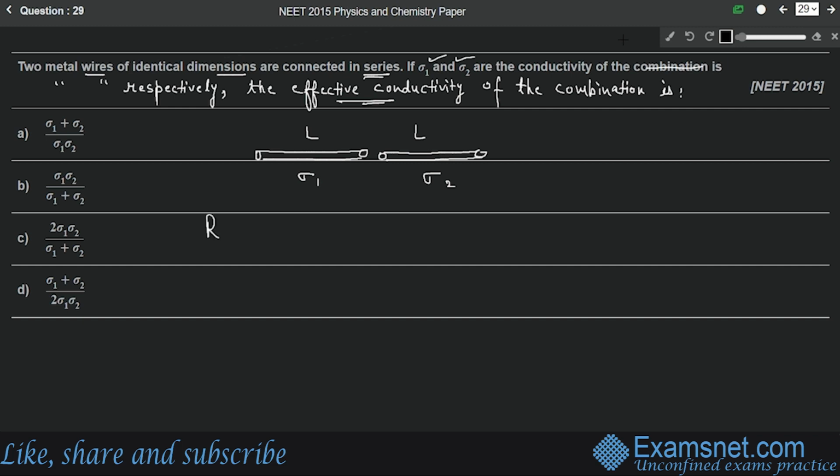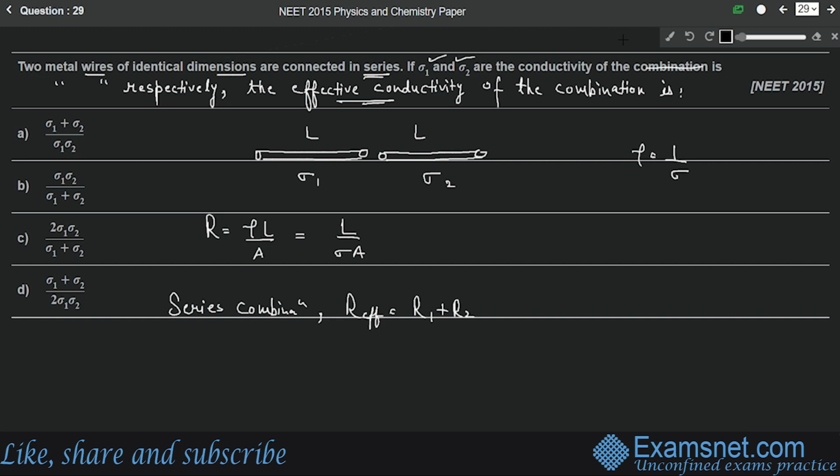First of all, we know that resistance is equal to rho L by A, where rho is the resistivity, L is the length of the conductor, and A is the area of cross section. And we also know that rho is equal to 1 by sigma, so resistivity is the inverse of conductivity. So R is equal to L by sigma A, right? Now in series combination, the effective resistance is equal to the sum of the individual resistances, so R1 plus R2.